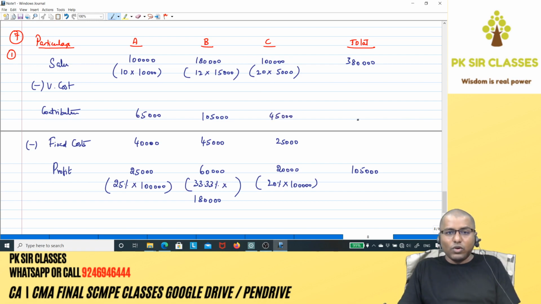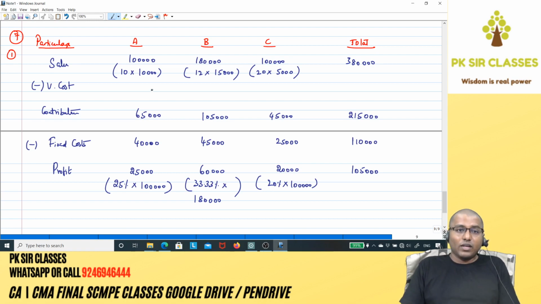So what will be the total contribution for the company as a whole? That also we need to do. 65,000 plus 1,05,000 plus 45,000. 2,15,000. Here it's gonna be 40,000 plus 45,000 plus 25,000. 1,10,000.